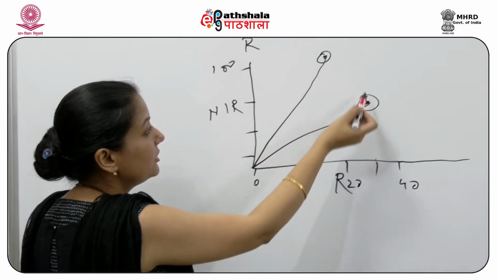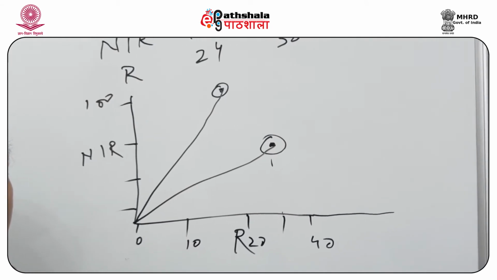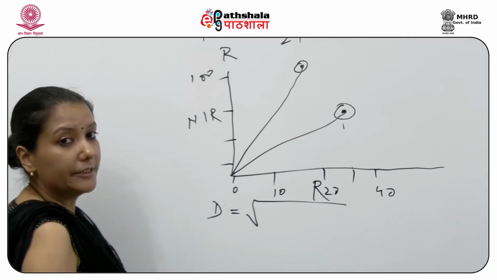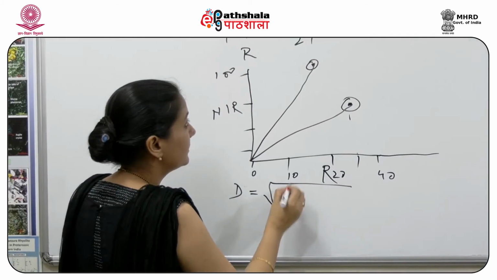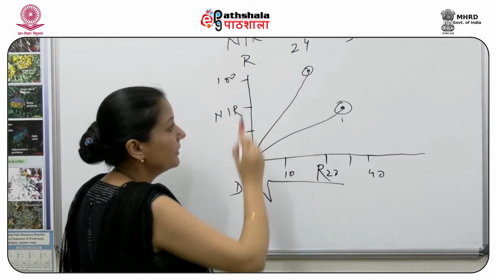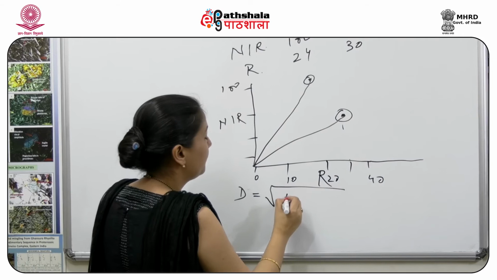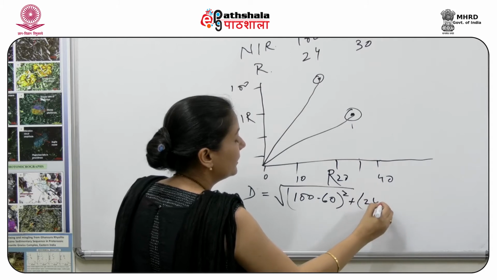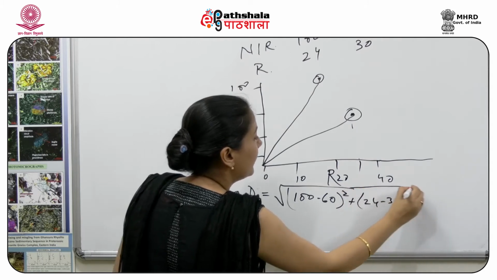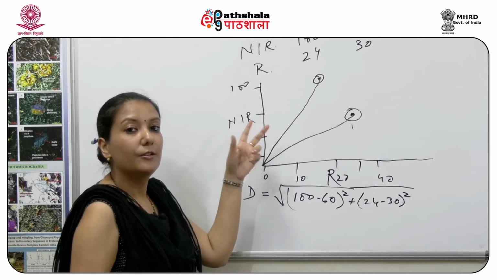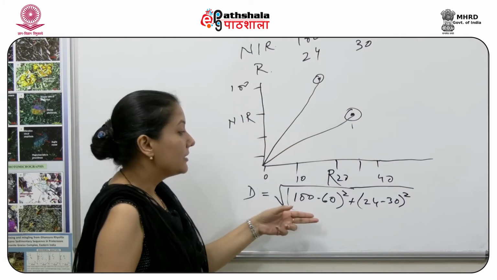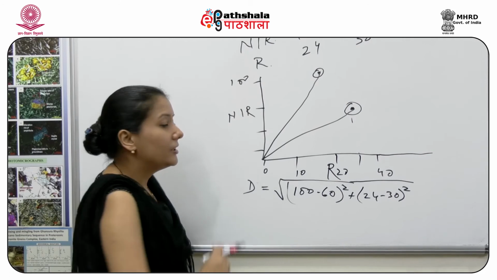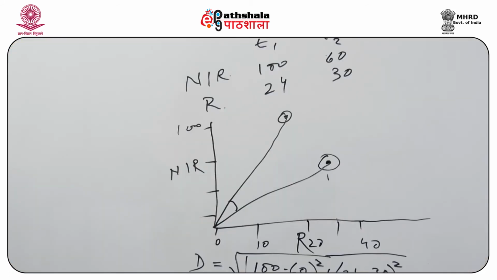Now we can calculate the change in magnitude based on the Euclidean distance. For calculating Euclidean distance, we have a simple formula where we calculate the distance between the points in the NIR region and the R region. So here we get 100 minus 60 whole square plus 24 minus 30 whole square. So that is the magnitude of change in feature space where we have two bands. Similarly, if we had 3 bands or 4 bands, we would add those values to this same formula.